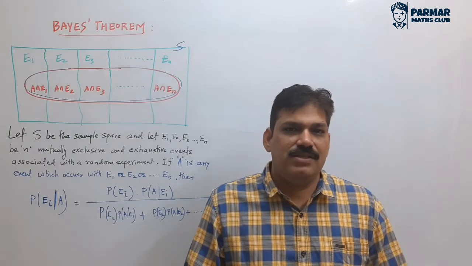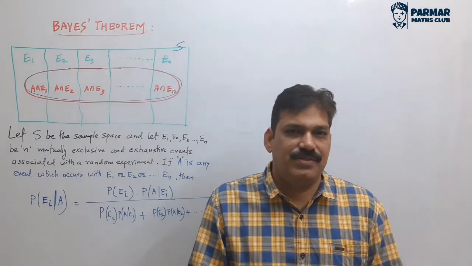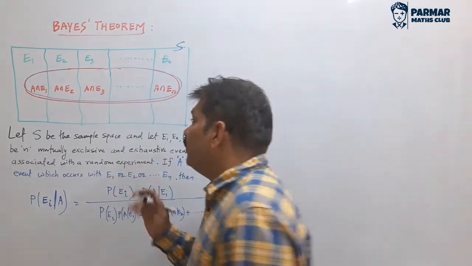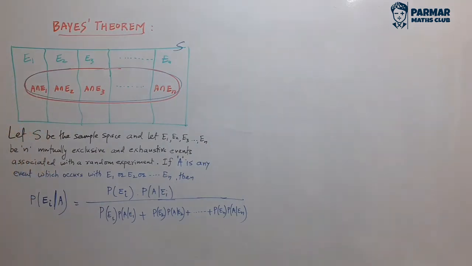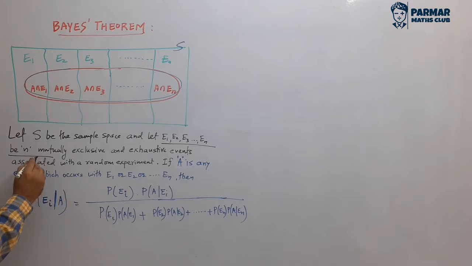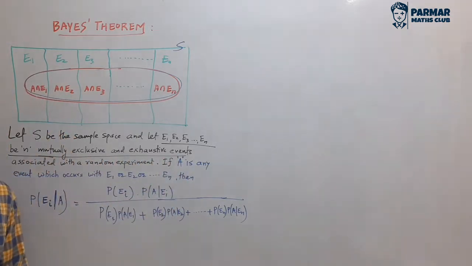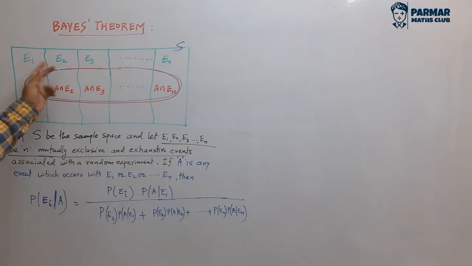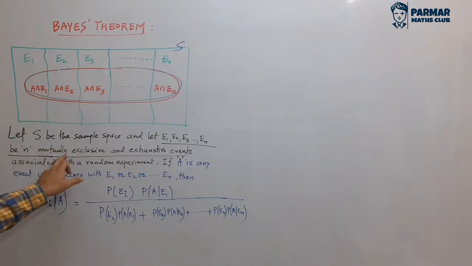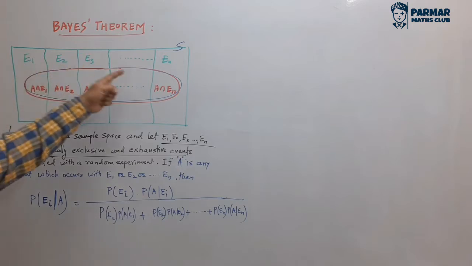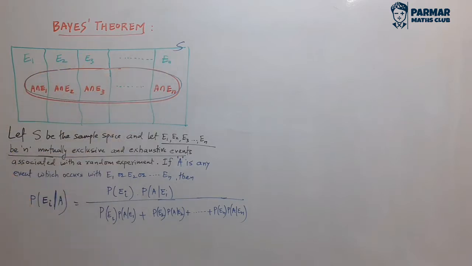Well, in this session, we are going to talk about Bayes' theorem, which is based on reverse probability. See, we are given a sample space, and E1, E2, E3, E4, ..., En are n mutually exclusive and exhaustive events. By the word mutually exclusive, we mean that they do not have any common sample points. And by the word exhaustive, we mean that if we take the union of all these events, then we get the sample space.